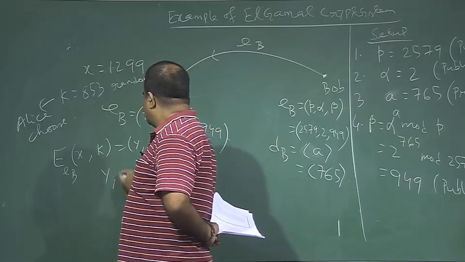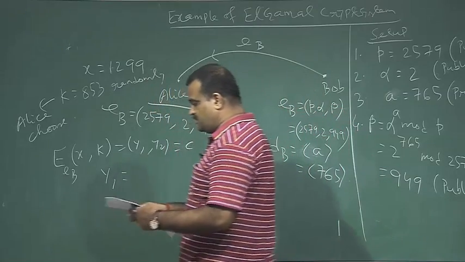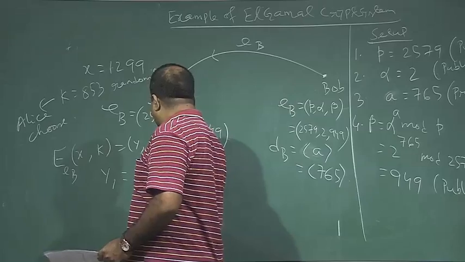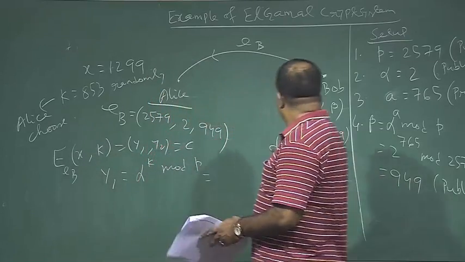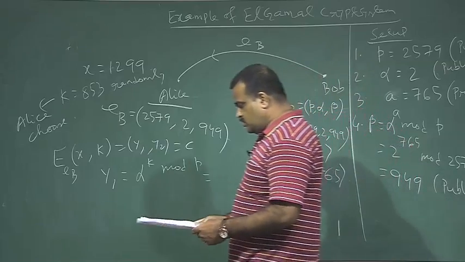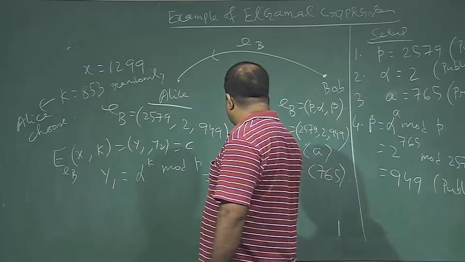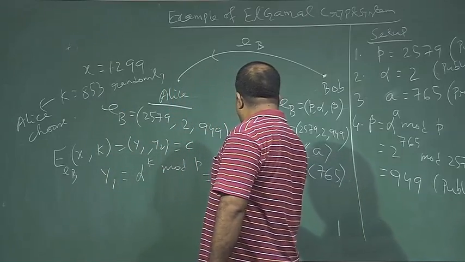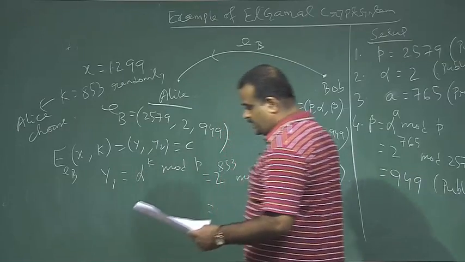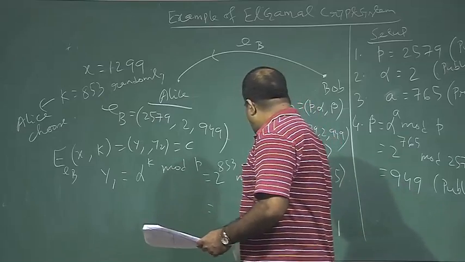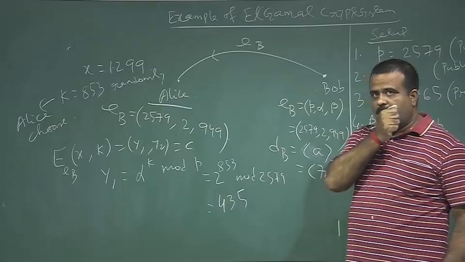So, what is y1? y1 is basically alpha to the power k mod p. Here alpha is 2, so it is 2 to the power k. k is this random number Alice is choosing, mod p. P is basically 2579. So, if you calculate this, we will be getting 435. Okay.